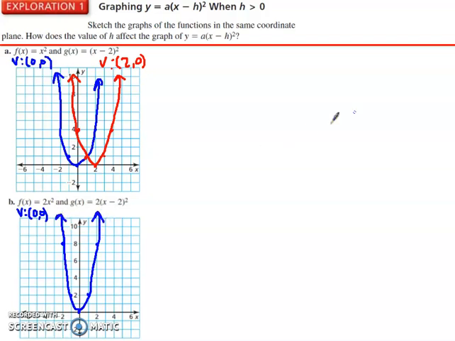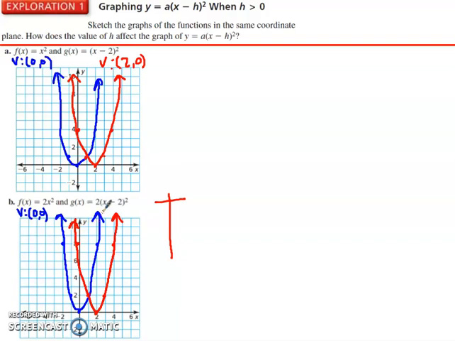And g of x looks very similar with a 2 in front. This is my a value. When you create a chart for this one, which hopefully you did, we will find that our vertex is at 2, 0, and I still have an a value of 2. So I maintain the same shape as I did in my f of x graph.